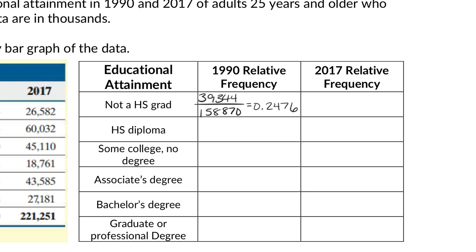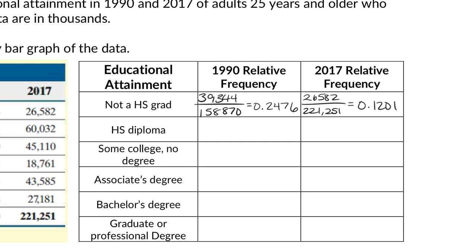How about in 2017? Well, in 2017, 26,582 out of the surveyed 221,251, what is that relative frequency? 0.1201. So even though we can see that the frequency went down, it's shocking how much it went down when you take it out of the population, because we actually surveyed more people in 2017.